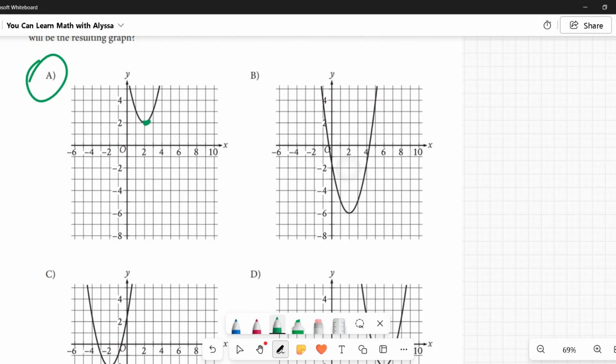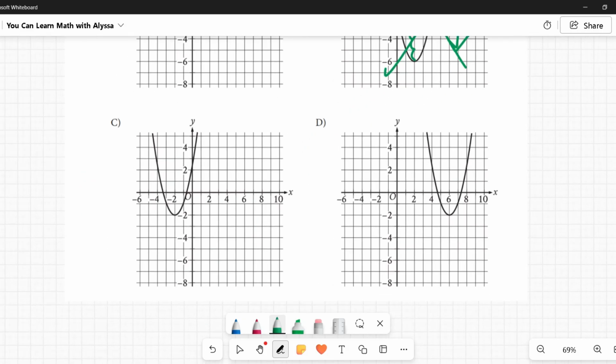B, it's actually gone down 1, 2, 3, 4. It is translated down 4. So that's not it. Let's see. C, it looks like it has been translated to the left 4. So it started here, the vertex, and I went 1, 2, 3, 4. Yep, that's what happened there. And this one looks like, you guessed it, it's been translated to the right 4. Started at 2, -2, and went 1, 2, 3, 4. There we go.